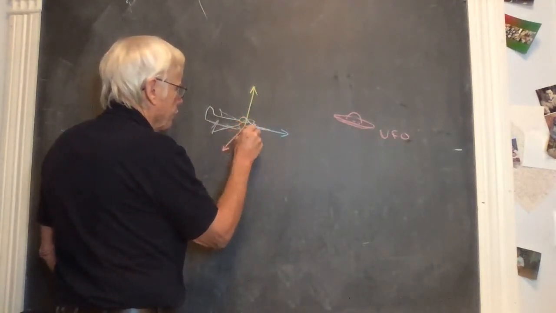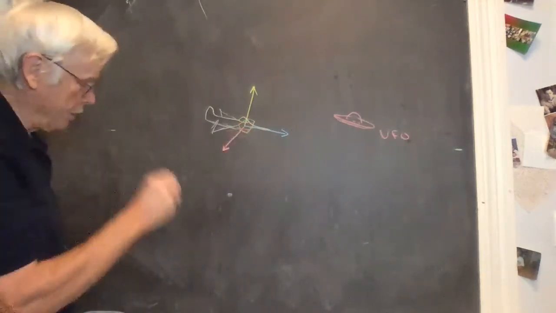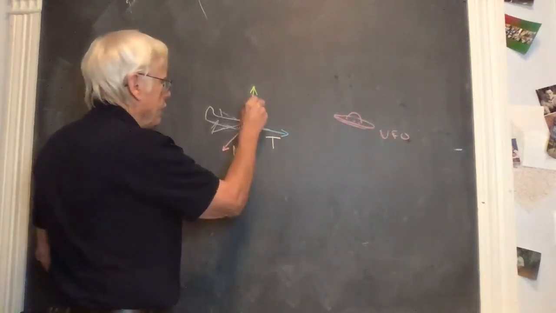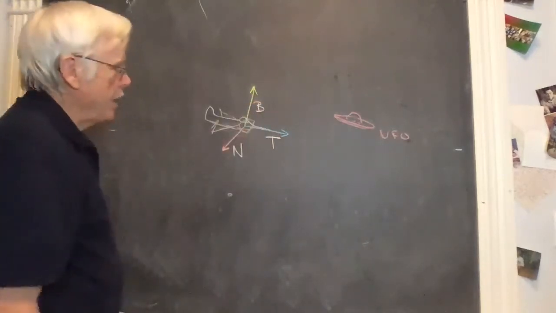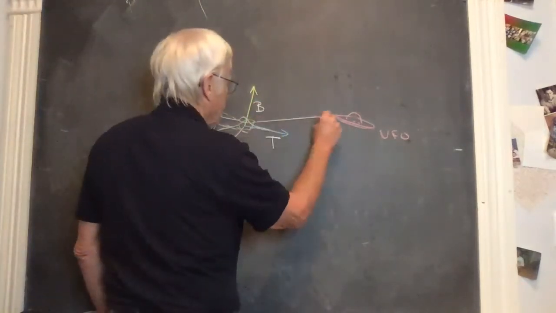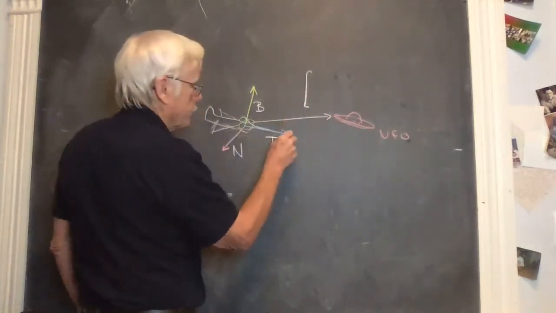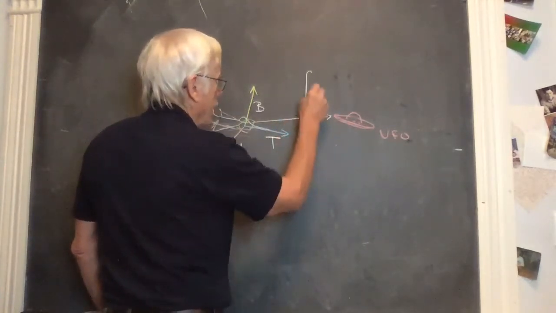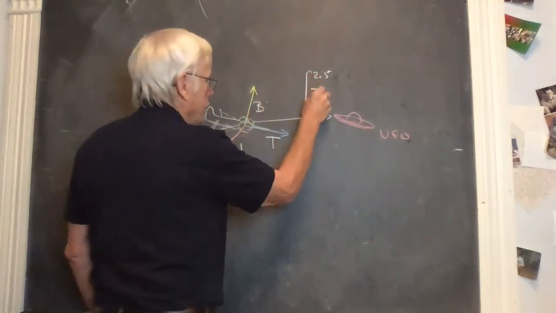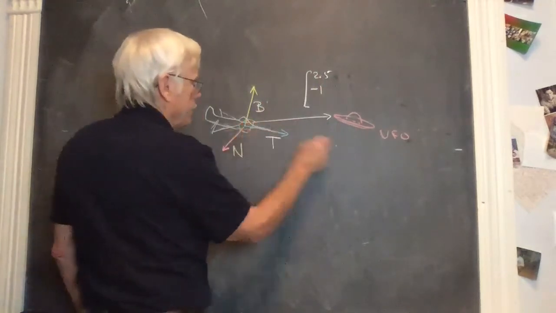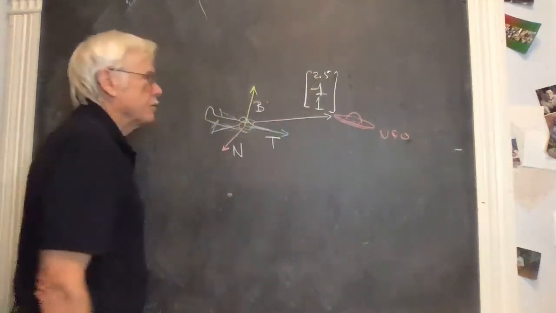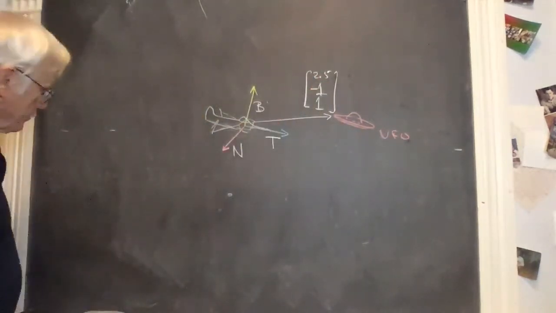So these are three mutually perpendicular vectors. They're given a name, T, N, and B. And this plane sees the UFO according to those coordinates, maybe 2.5 up, maybe -1 in the N direction, and maybe 1 up. But these are not the coordinates of the ground down here.